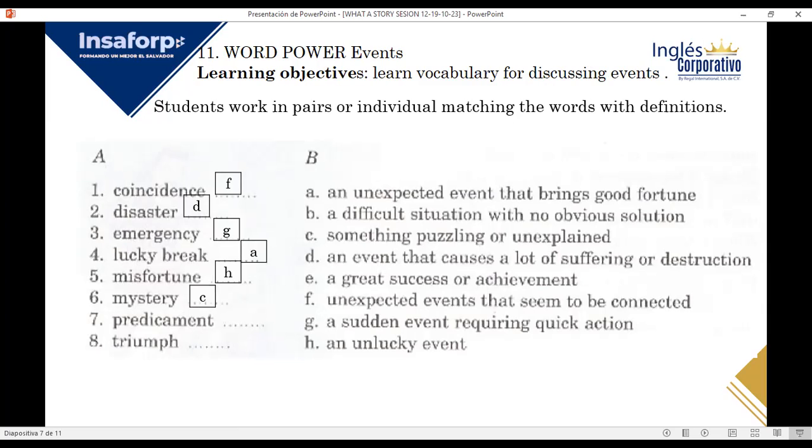Predicament. What will it be? B. A difficult situation with no obvious solution. And the last one, triumph. Letter E. I forgot to check. Yes, a great success or achievement.